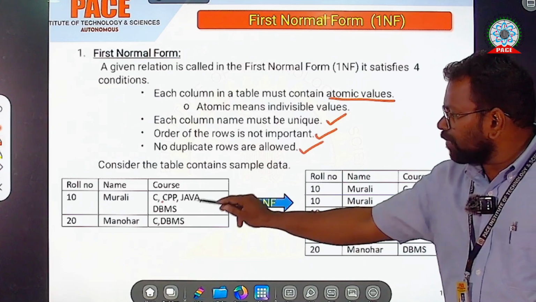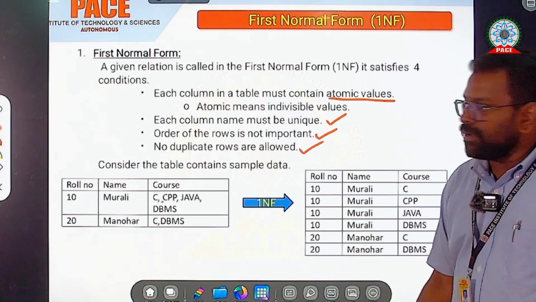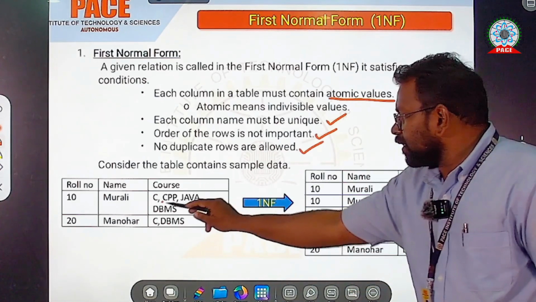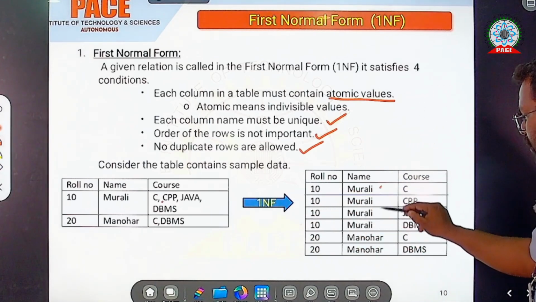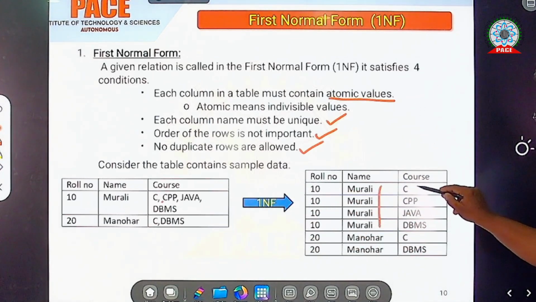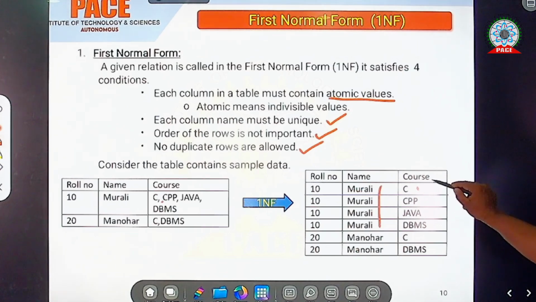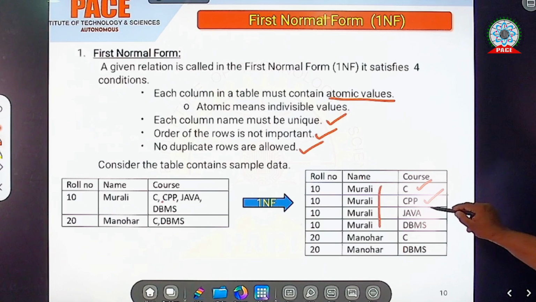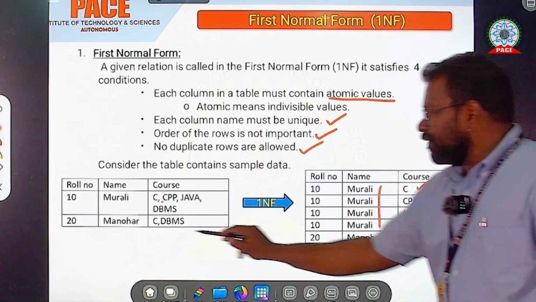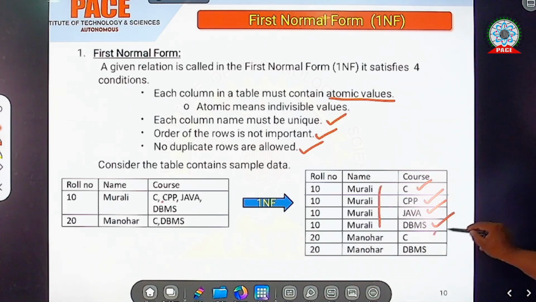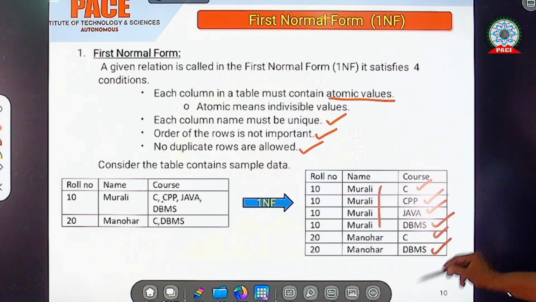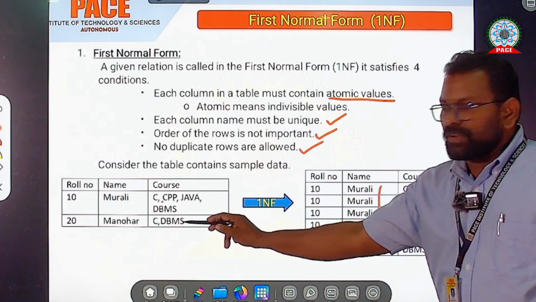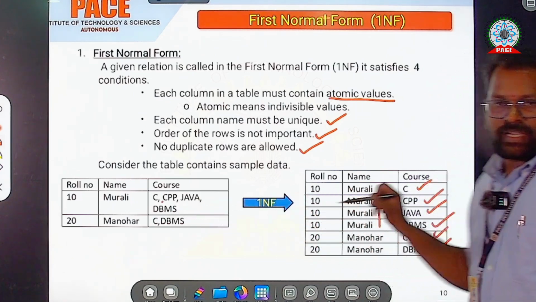That's why the Murali record can be split into 4 records. First, Murali joined the C course, and again Murali joined the CPP, and next Java and then DBMS. In the same way, Manohar joined the C course and DBMS course. After applying first normal form, the table turns out like this.